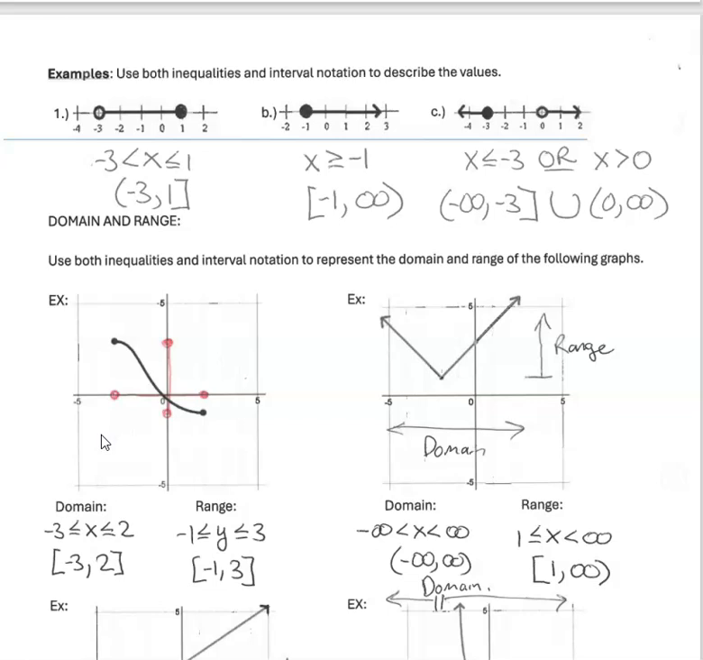On the next one, we know this is going to be an OR problem. We've done these before in a previous unit. You're going to have x is less than or equal to -3, or x is greater than 0. Now, those are the two different ones.